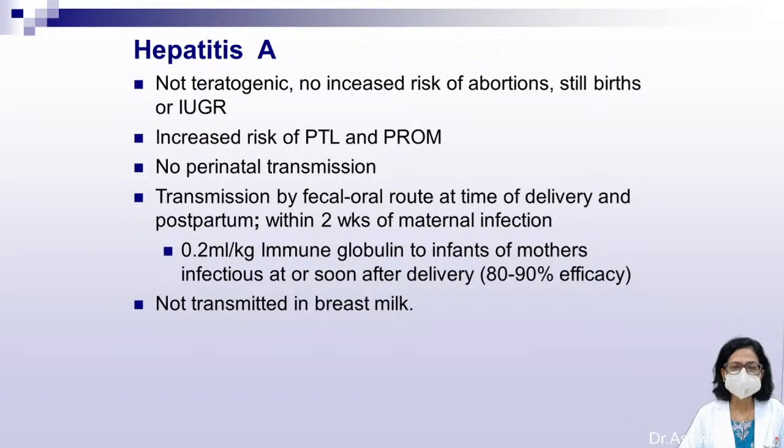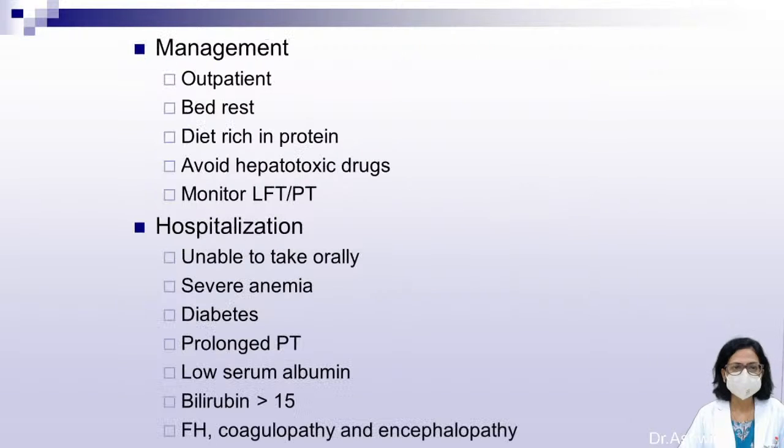The transmission to the fetus is by fecal-oral route at the time of delivery and postpartum, if the delivery occurs within 2 weeks of maternal infection. And this infection in the newborn can be prevented by giving immunoglobulin, which is effective, and it is not transmitted in breast milk.